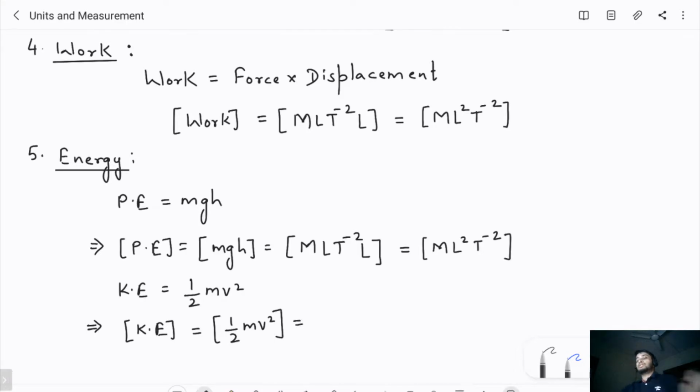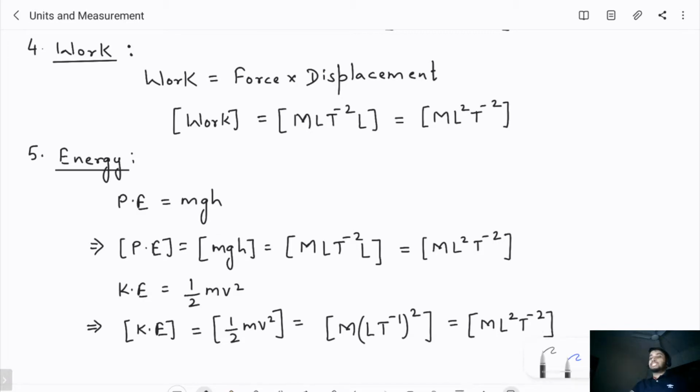Okay, now here one important thing we need to know is that mathematical numbers or values, they are dimensionless. So here half will not be considered for writing the dimensional formula. We can ignore half and we can directly write, for mass it is capital M, v is L T minus 1, so that whole square will be there. So again, upon simplification, this becomes M L square T minus 2.